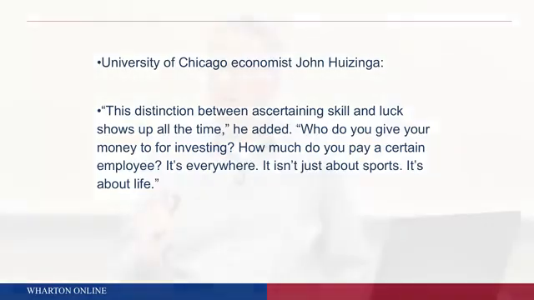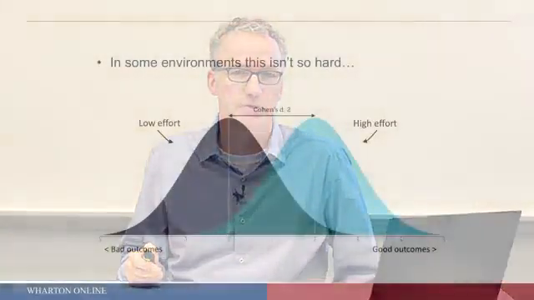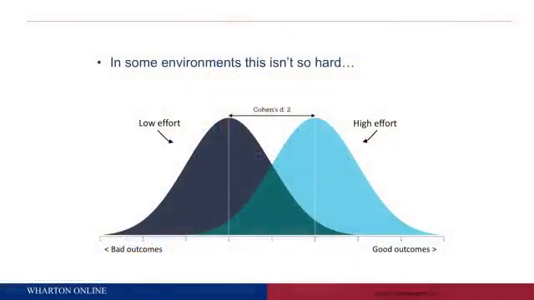So that's really what we're trying to do here in this performance evaluation module. We're trying to separate skill from luck. You might think of it as signal versus noise. We want to understand the true signal, even though we only get noisy performance measures. So in some environments, this isn't so hard. For example, in this picture, I've shown two normal distributions, and you can think of this as what might result if an employee gives high effort or if the employee gives low effort.